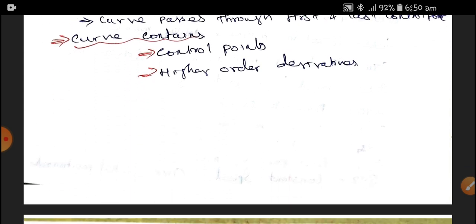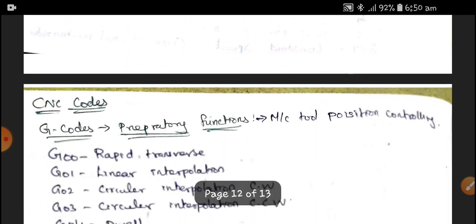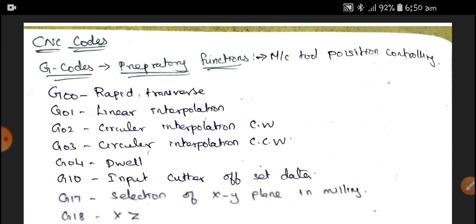Next we are going to discuss CNC codes, that is G code and M code. G code is a proprietary function. What is meant by proprietary function? The machine tool position can be controlled, that is called G codes.